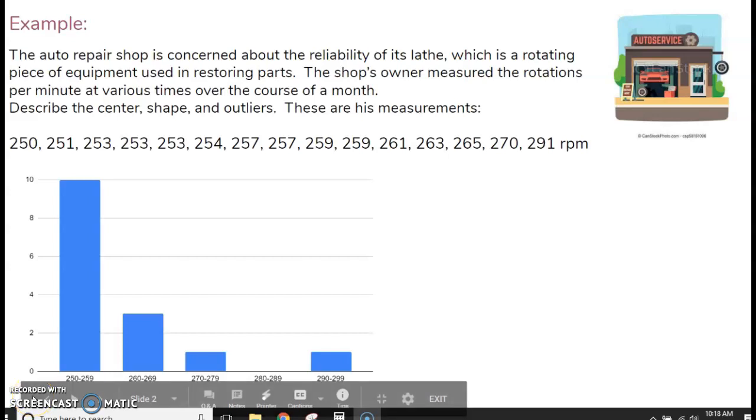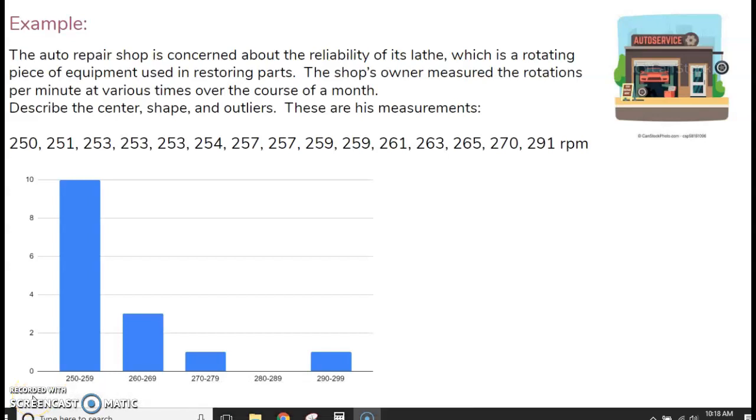Here we have a problem that may have been in a prior lesson and or a quiz. It's the auto repair shop problem, where the owner is concerned about the reliability of their lathe, which is a rotating piece of equipment used in restoring parts. They measure the rotations per minute at various times over the course of a month. And the additional question for this problem today is to describe the center, shape, and outliers.